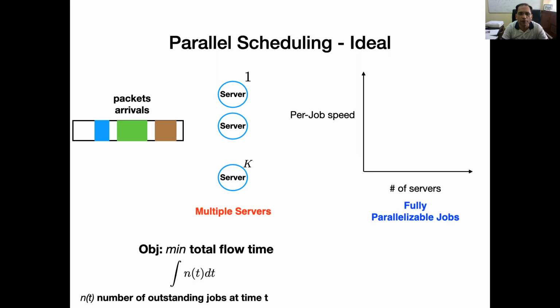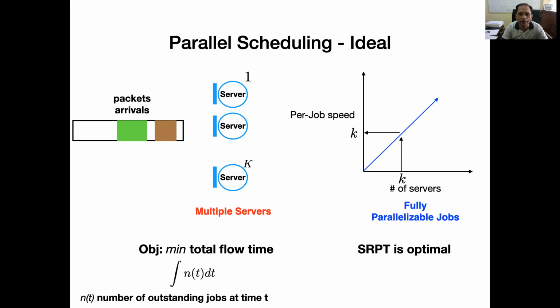Each job is fully parallelizable, by which I mean that if you assign little k servers to a job, the per-job speed is also equal to k. So the more servers assigned to a job, the more is its speed. Now in this setting, again, SRPT turns out to be optimal, where you just process the shortest remaining job simultaneously in all the servers.